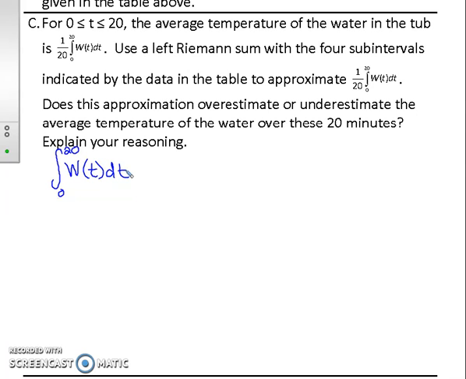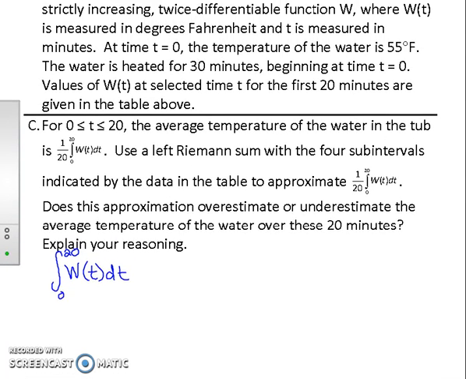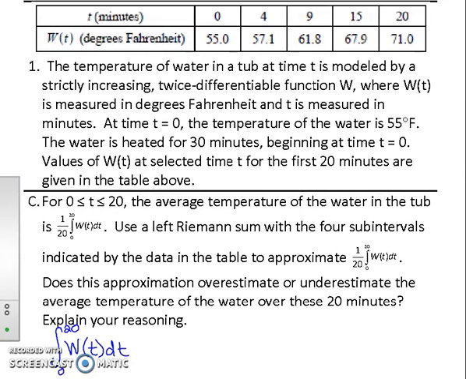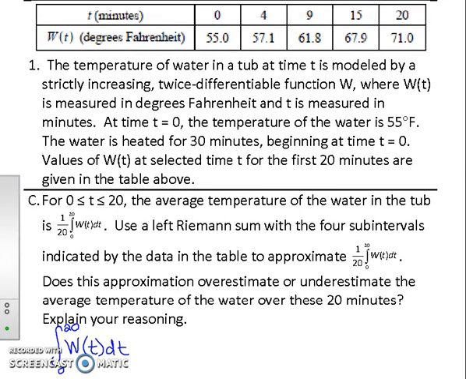So taking the information that's up there in the table, notice that my times are not equally spaced. My first interval of time goes from 0 to 4 minutes. It is 4 minutes wide then. And if I'm doing a left endpoint approximation, I'm going to use the first W value for that interval. So that would be times 55.